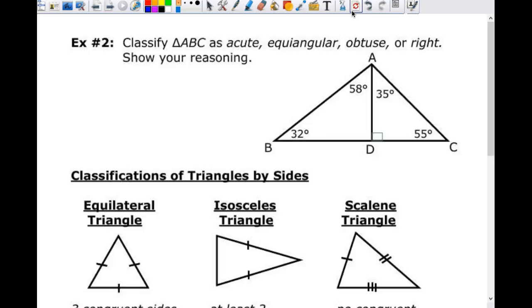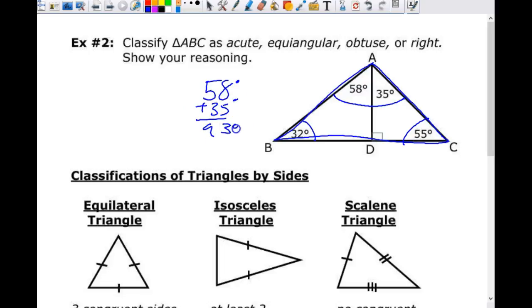Okay. This is our triangle ABC. Our first angle is 32 degrees. Our second angle is 55 degrees. Our third angle is all of this, which is 58 plus 35. 58 plus 35 is 93 degrees. Is 93 more than 90? So it's an obtuse triangle.